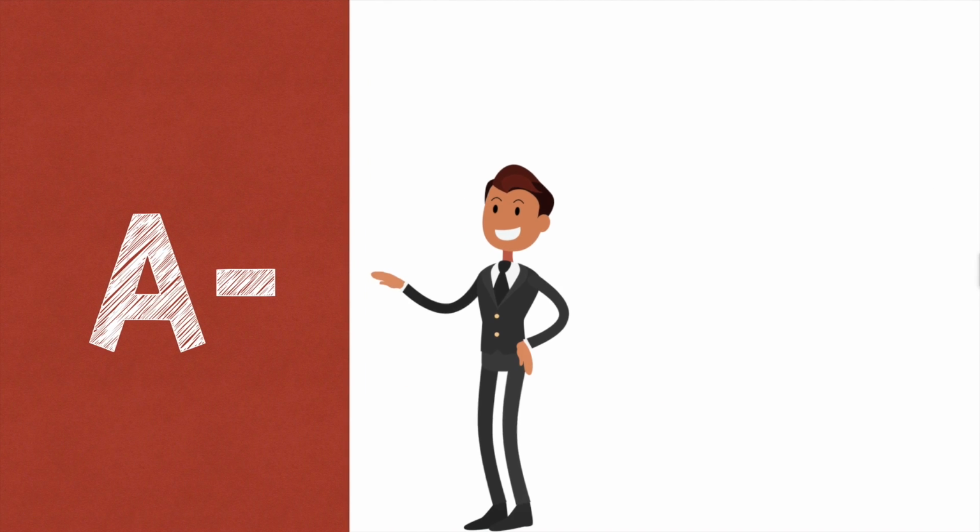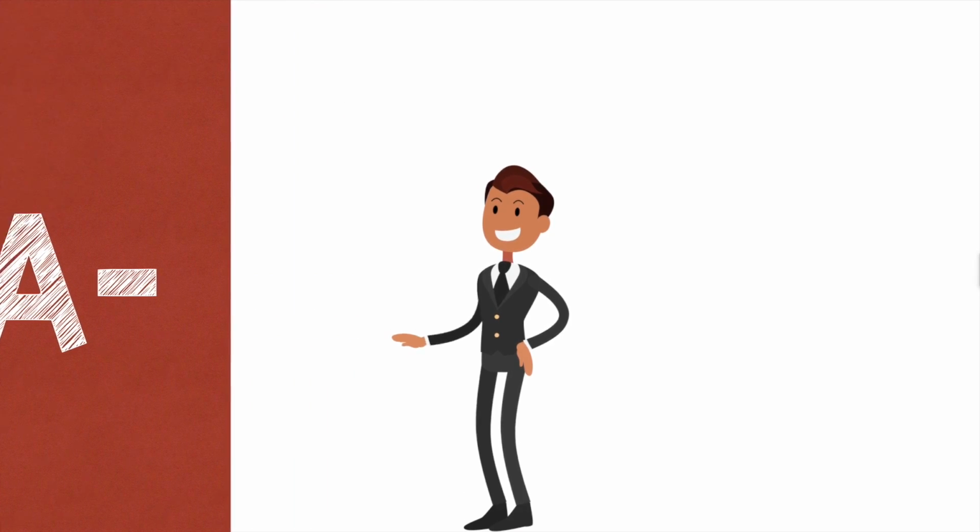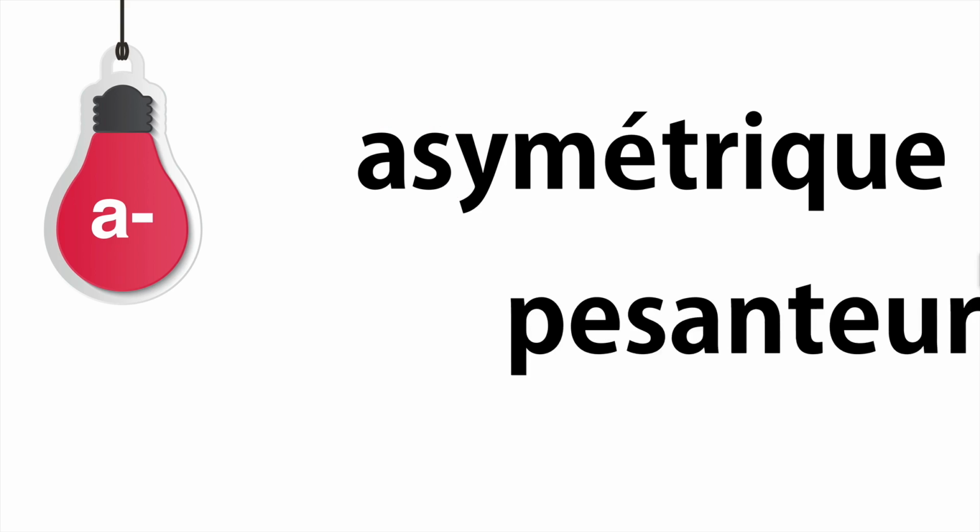Let's start with the prefix a. For example, we have the word symétrique, symmetrical. Just that in French we have just one M, symétrique. But if you want to say that something is not symmetrical, you just add the letter A, the prefix A, and you've got a new word with an opposite meaning, asymétrique. Pesanteur is gravity, but when you have no gravity, you say apesanteur in French. Okay? So let's see more.